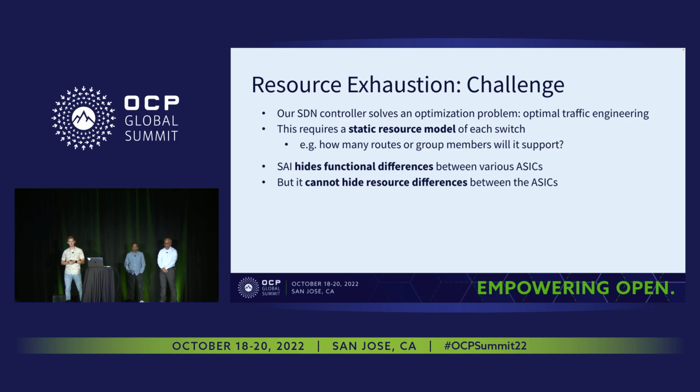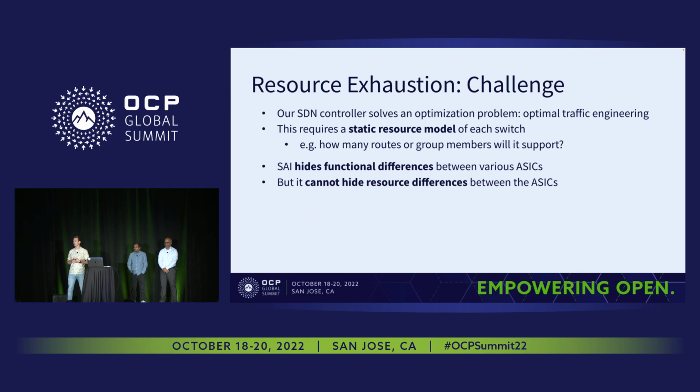So let's look at a bit more difficult one around resource exhaustion. We really love that SAI hides functional differences between various ASICs, right? This is where it really shines. This allows us to run the same switch stack across many different ASICs. However, as great as it is at hiding these functional differences, it really doesn't help us with hiding other differences, such as resource limits, right? Different ASICs have fundamentally different resource guarantees and limits. For example, the number of group members you can install on an ASIC depends on the ASIC, and that's not hidden by SAI.